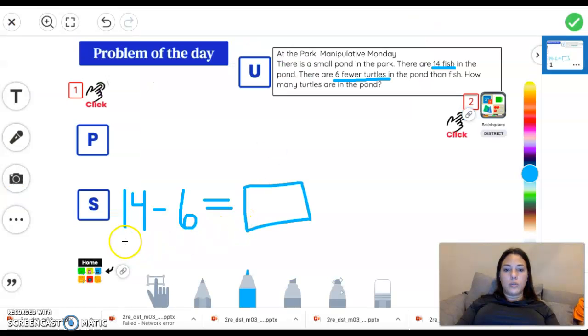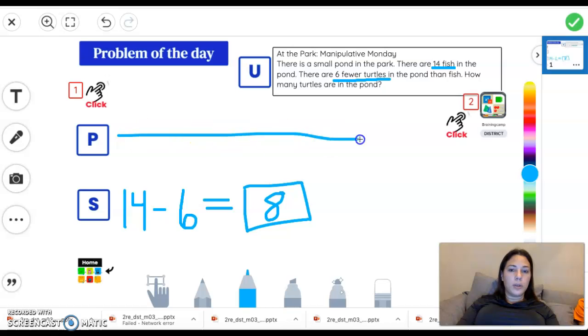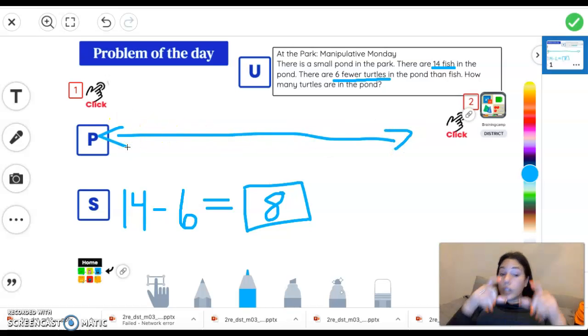So let's go back to your number sentence, and we can write our answer in here. And if you want, you can draw your picture. You can do a number line, and you can show your work that way, or you can just take a picture of your work.